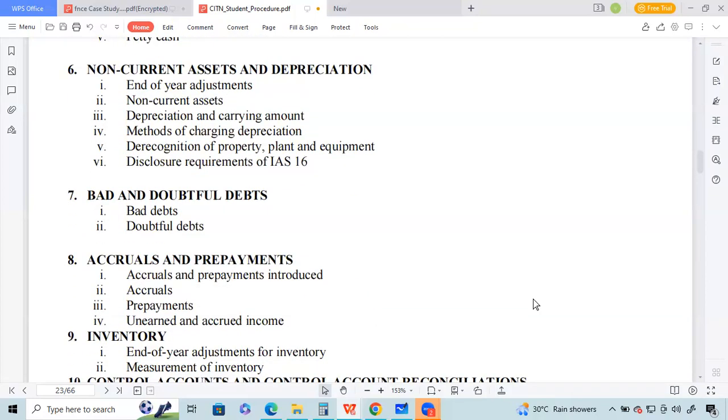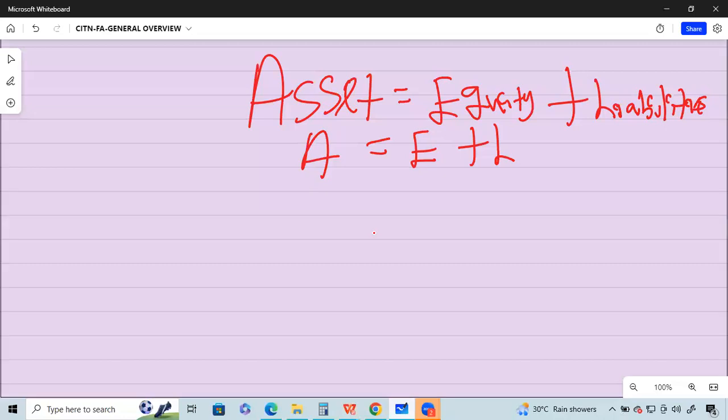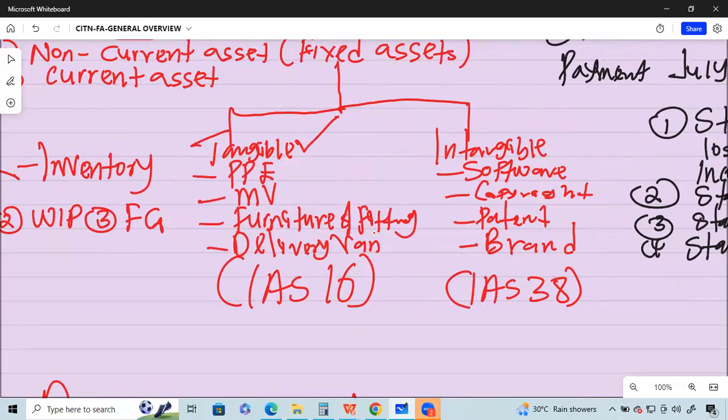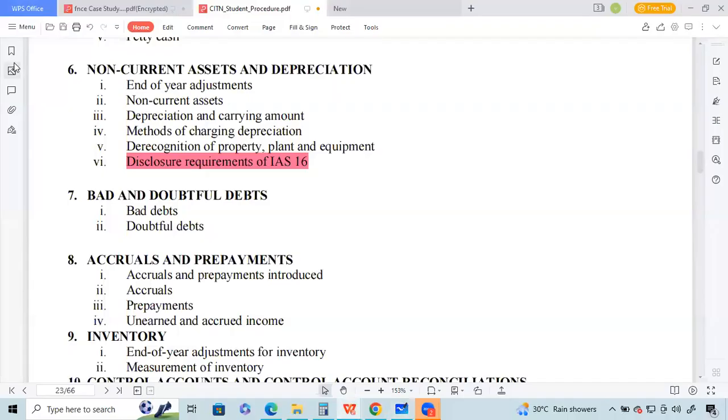The next thing we're going to be looking at is non-current asset and depreciation. Just like I informed you earlier, the non-current asset that we are going to be talking about here is only the tangible. There are two types of non-current asset: tangible and intangible. The only one that we are looking at in our syllabus as of now is the tangible. And the regulatory standard is IAS 16, just like we have in our syllabus guide as well.